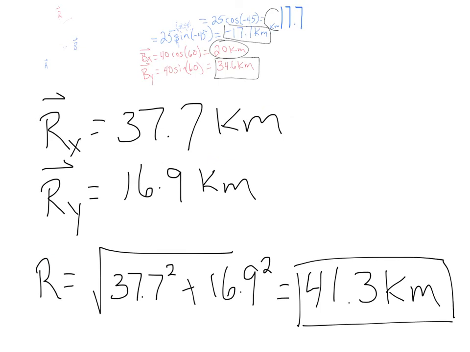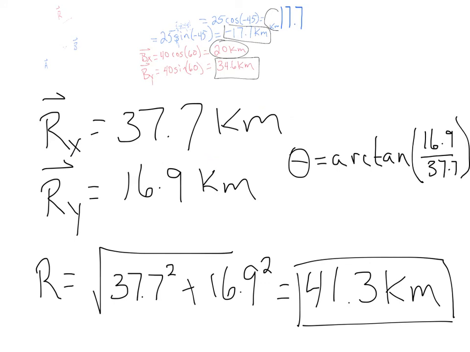But how do we find the angle or our direction? Well, the angle theta is going to be the arctangent of the y over the x. So that's the arctangent of 16.9 divided by 37.7. So once again, we've got to make sure we are in degrees, not radians. And so we get an angle of about 24.1 degrees.